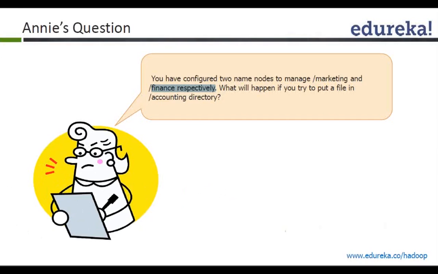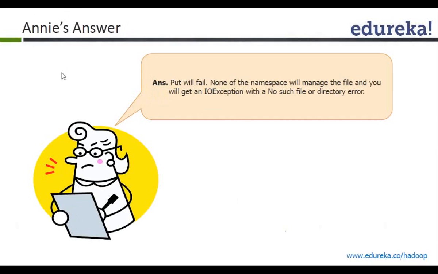Okay, cool. Hey, tell me folks, what were you saying? Kirti was saying, can you show us what kind of exception will be shown when you put it into the accounting directory? Good point, Kirti. The exception that will be shown is no such file or directory. See here, the answer to this earlier question was put will fail. None of the namespaces will manage the file, and you will get an input-output exception saying that no such file or directory exists.